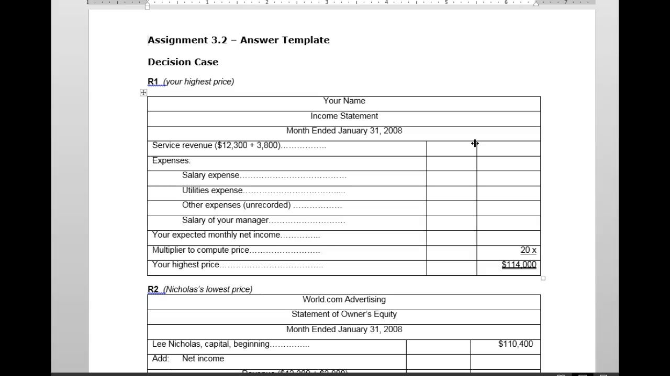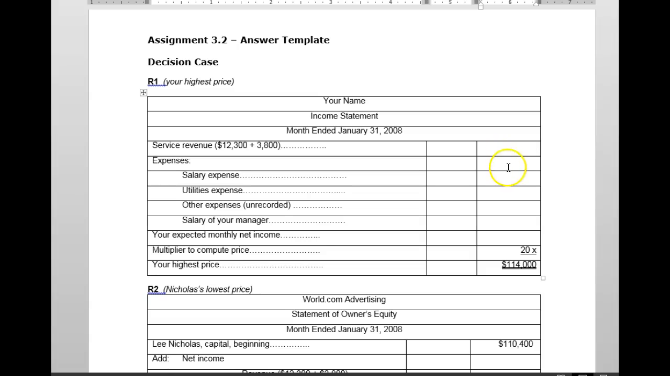You're thinking about buying a business, and what you're looking at is you will pay 20 times the net income. And then they give you the numbers for this. So what you have to do is you look at your trial balance and you see you have a service income of, you can barely read that, $12,300, and the trial balance doesn't include $3,800 worth of revenue. So you'll add those two together and put that there.